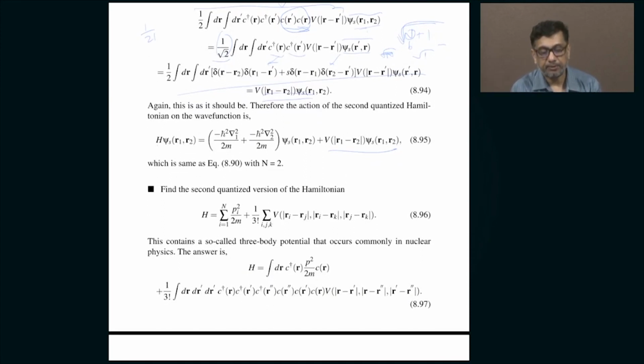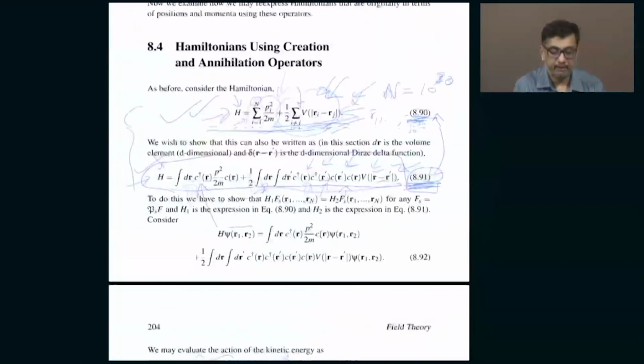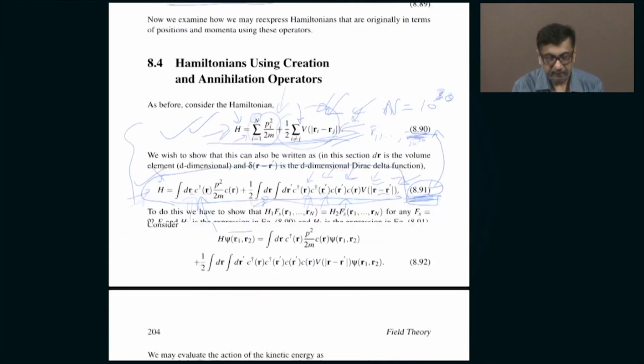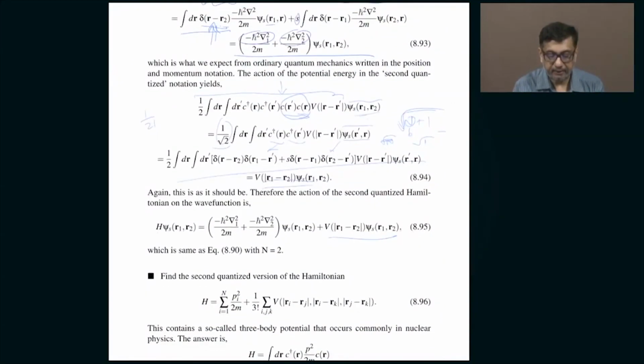So I ended up showing you that this h, which is defined in terms of C and C dagger, when acting on psi gives you precisely this. Okay. And what is this? This is how a conventional Hamiltonian would act on a wave function.